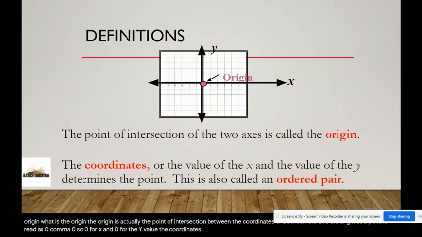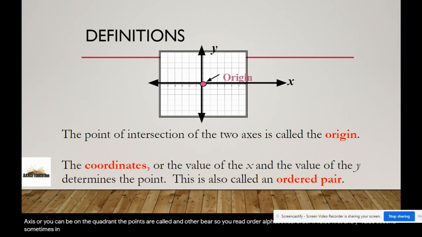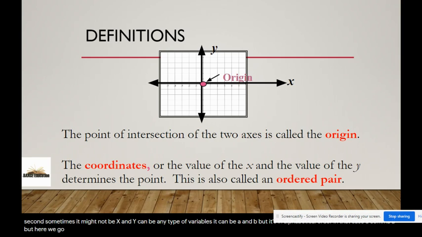The coordinates can have any type of point anywhere. It can be on the axis or it can be in a quadrant. The points are called an ordered pair. So you read in alphabetical order, x value first and y value second. Sometimes it might not be x and y, it can be any type of variables. It can be a and b, but it's in alphabetical order, in that case a comma b. But here we're going to focus on x and y values.